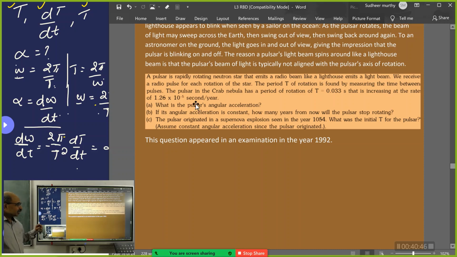But now we have to convert this into so many seconds it is losing per so many seconds. That year is converted into seconds. Okay, everything is taken in seconds. Yes, that is what is to be done.